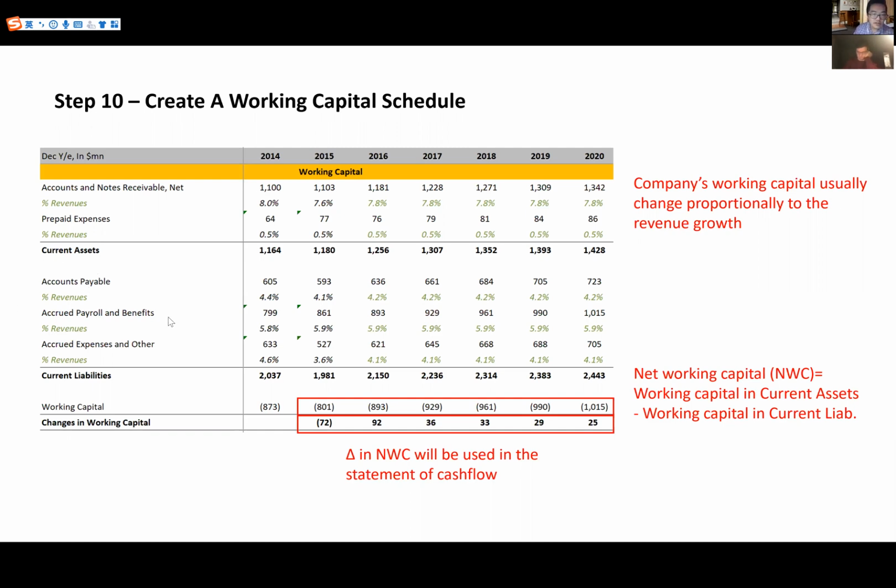For current liabilities, part of the working capital schedule, we have accounts payable. This is what we need to pay our suppliers, but we might not pay it on the day we buy. Also accrued payrolls: we don't get paid for our work every day, right? We get paid once or twice a month. The days we already worked but haven't been paid go into accrued payrolls and benefits. Human capital also grows as part of the company's growth, so it is reasonable to project based on revenue growth.